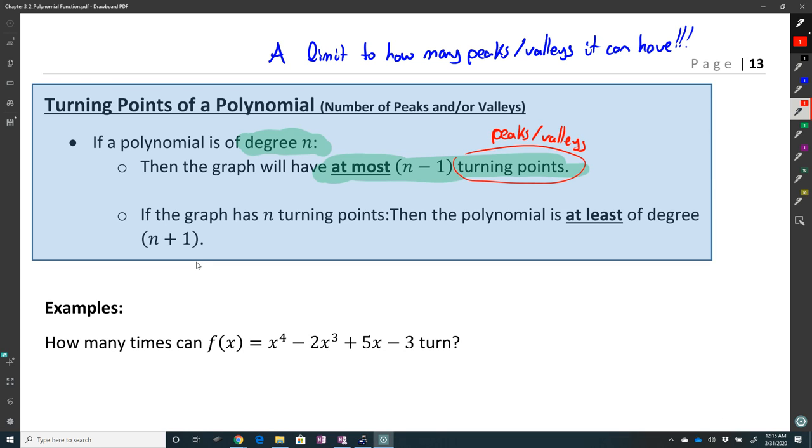Okay, so what they mean here is whatever number you put here, you're going to subtract 1 to get the number of peaks and valleys. So that means if this was 4, this would be 3. If this was 10, this would be 9. If this was 17, this would be 16. Okay, so it's always one less. And notice that it's at most.